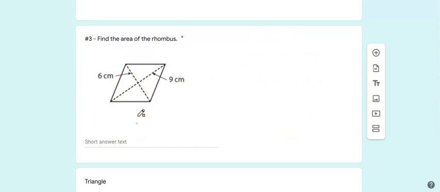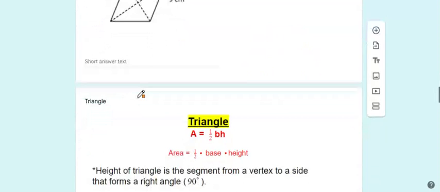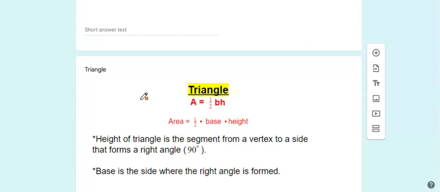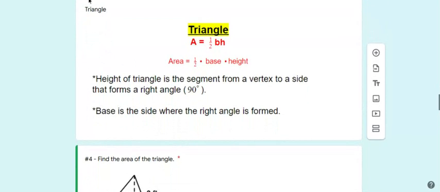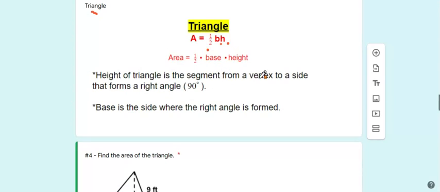Okay, so we've had parallelograms, we've had trapezoids, we've had rhombuses. Those are all quadrilaterals, right? They have 4 sides. The last shape we'll talk about is a triangle. A triangle is a 3-sided polygon. And to find the area of a triangle, we take 1/2 times the base times the height. So the height of the triangle is the segment from a vertex, so from the corner of the triangle to a side that forms a right angle, or 90 degrees.